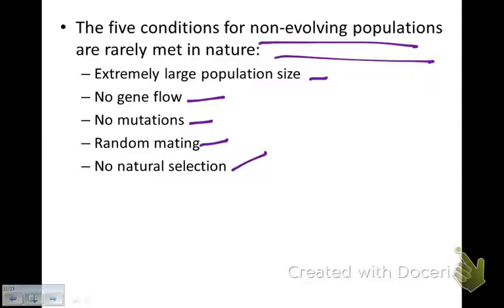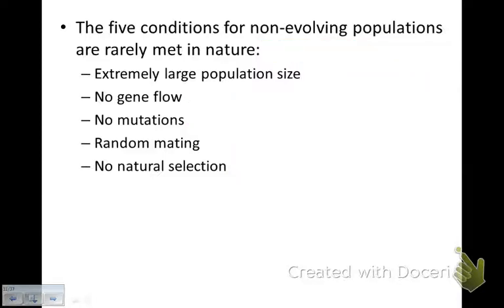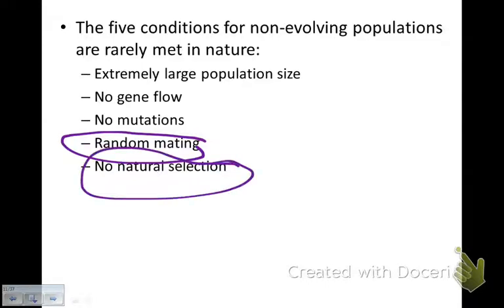And this is not realistic. All populations are evolving because the weather is changing and selection does happen. Mating isn't random. We choose who we mate with. We select. Nature does, as far as organisms go, select who gets to survive.